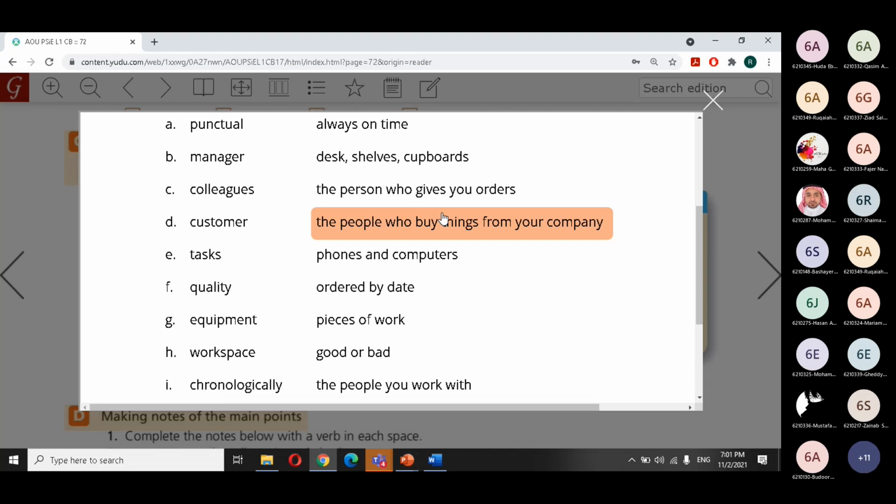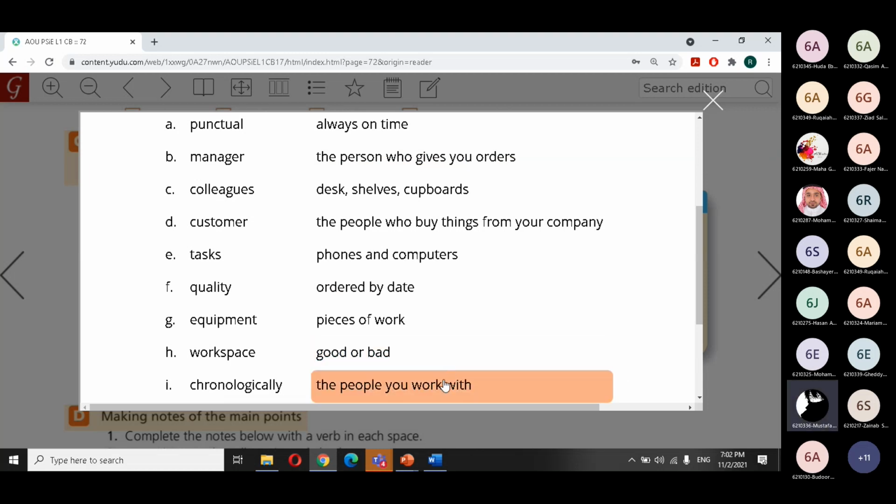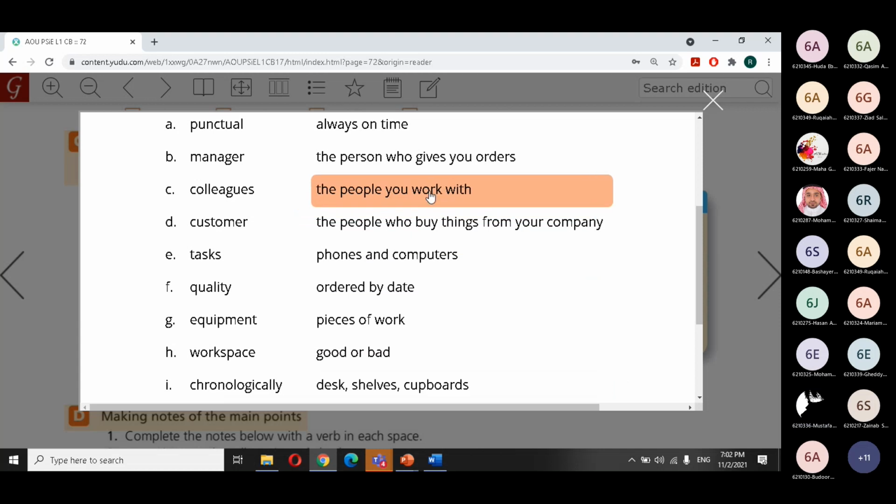We want to show that we have listened and we can match the words to their definitions. He said a manager is the person who gives you orders or gives you work. Colleagues. What did he say about colleagues? The people you work with. Yes, the people you work with. Okay.